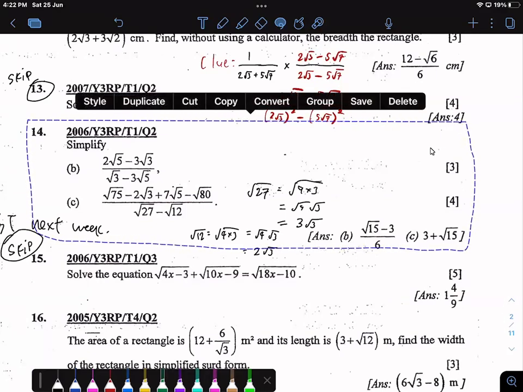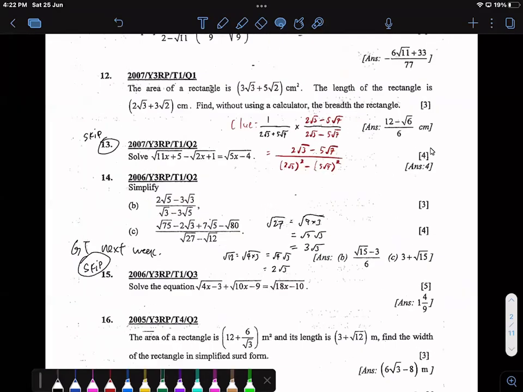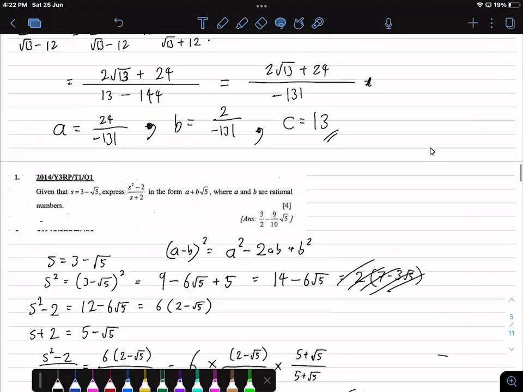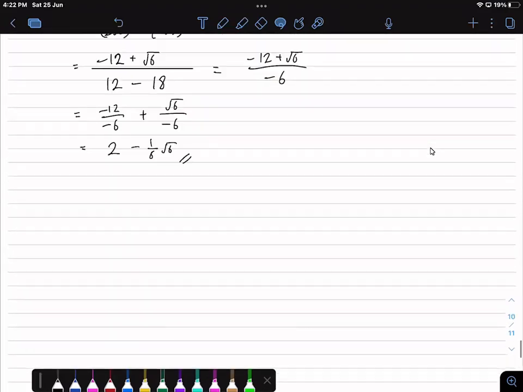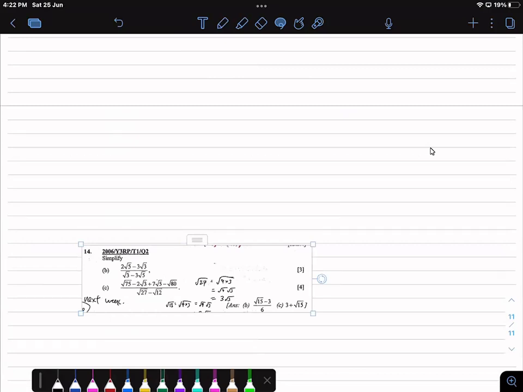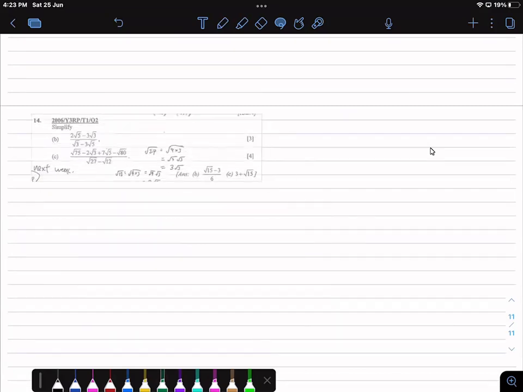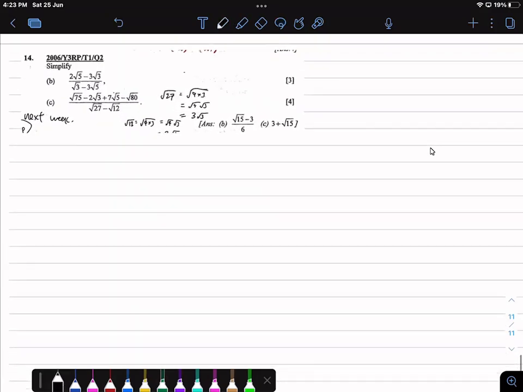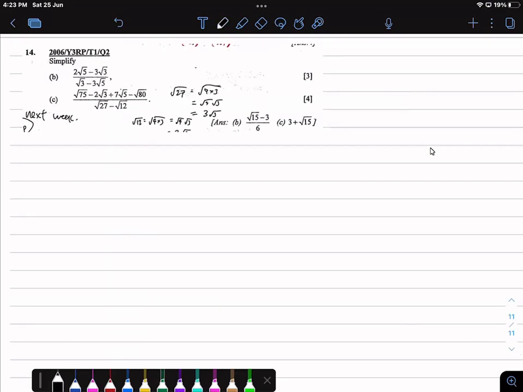Let me copy it first. Let's take a look at question 14. You want to simplify this. There's a part B. We start with part B: 2 root 5 minus 3 root 3 divided by root 3 minus 3 root 5. There is no part A.